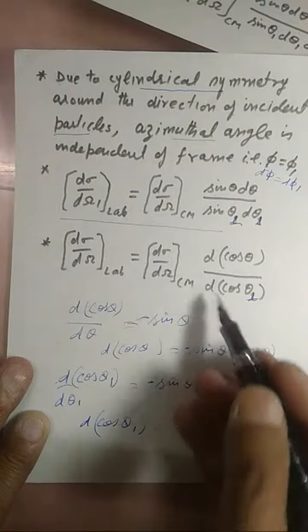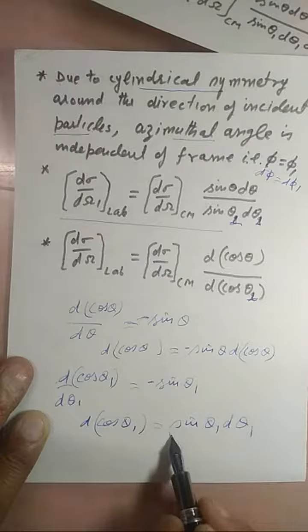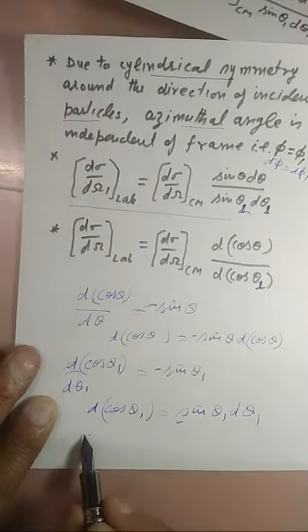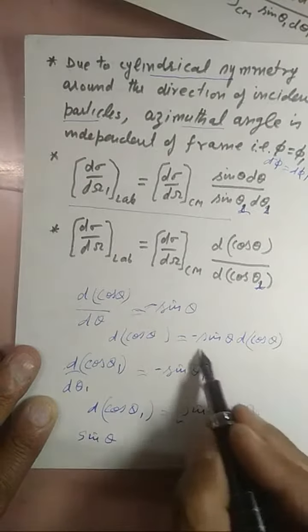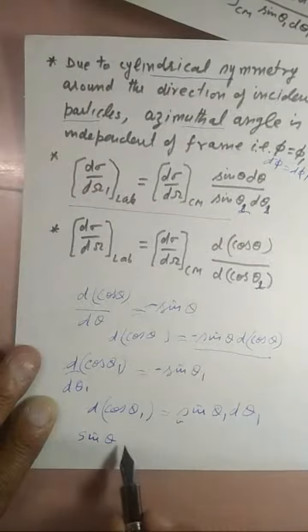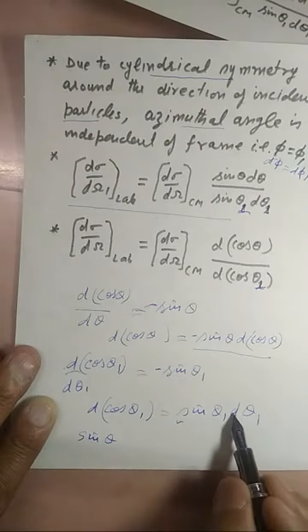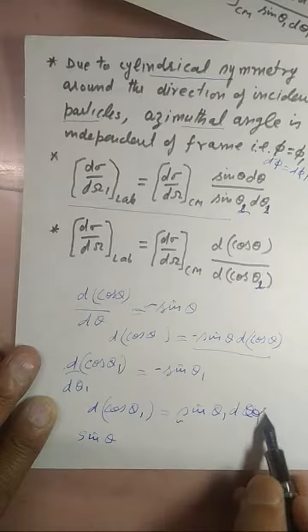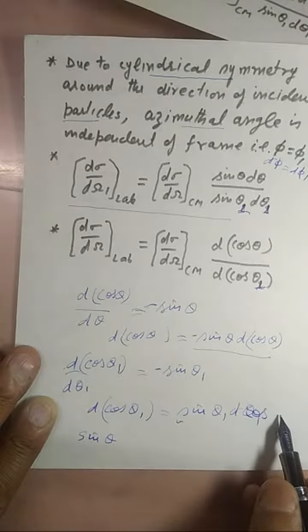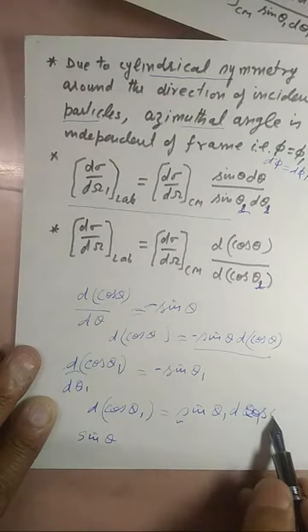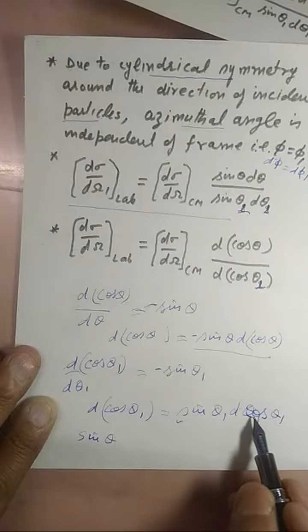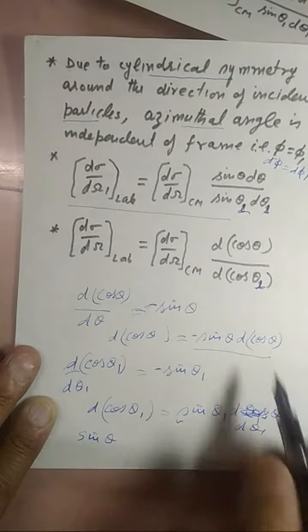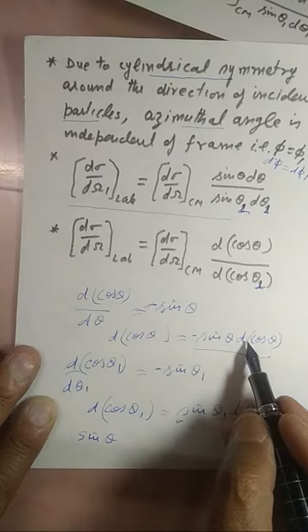So if I can write this sin θ from here, d cos of θ1. No, this is dθ1 and this is dθ here.